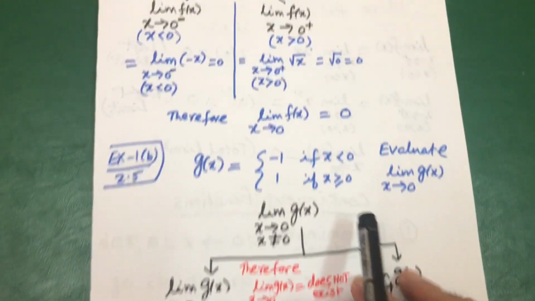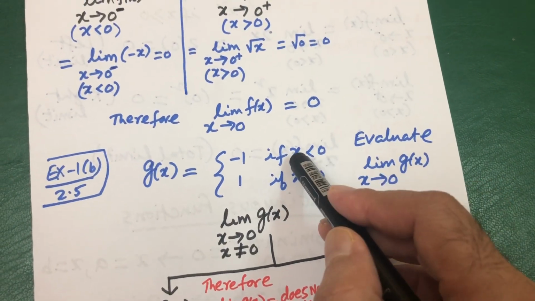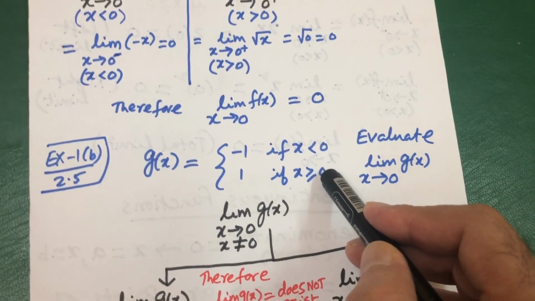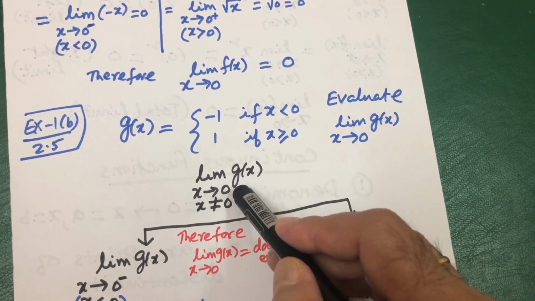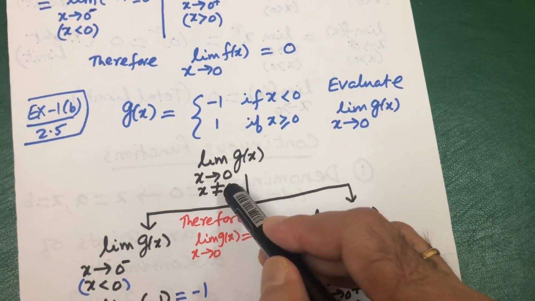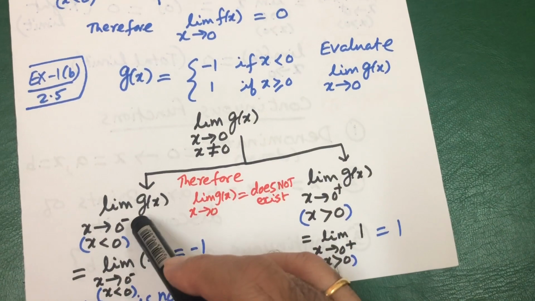Let us do another problem. Here is a split function. Before 0 you call 0 minus, after 0 you call 0 plus. Evaluate limit of g(x) as x tends to 0. That means x is almost equal to 0 but not equal to 0. This you have to split into two parts.